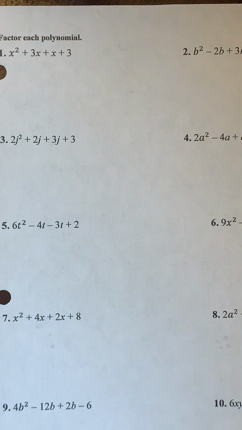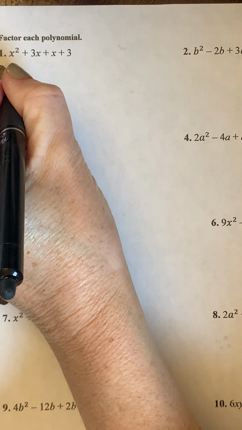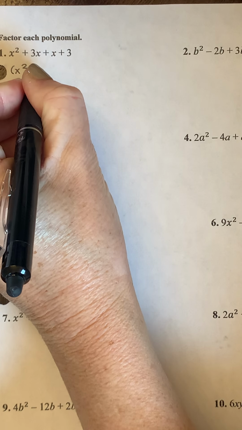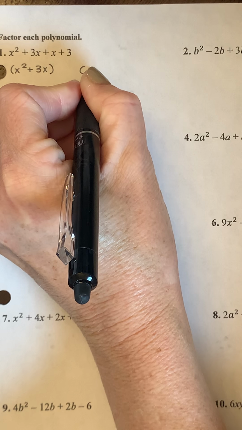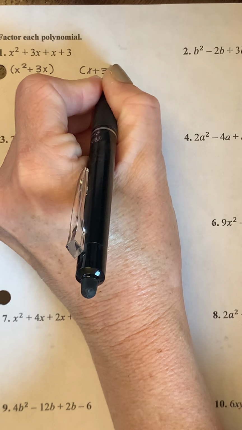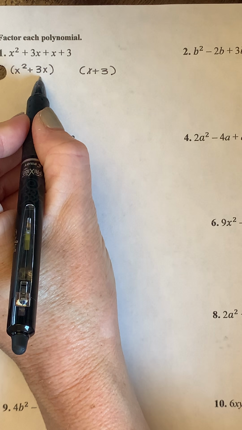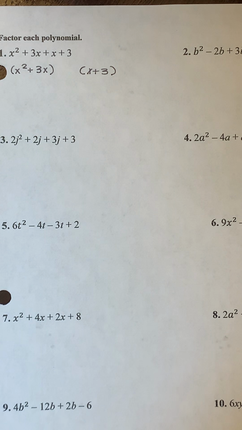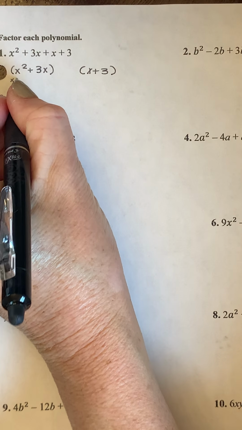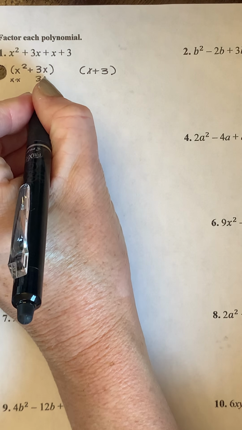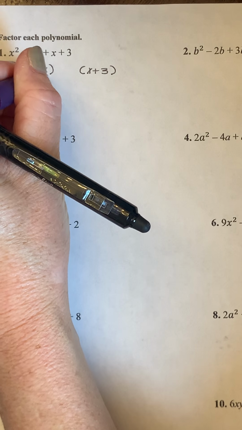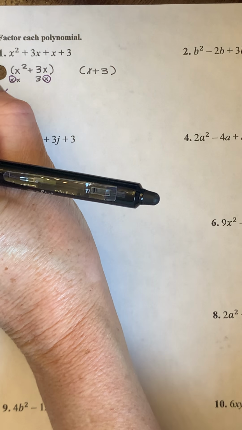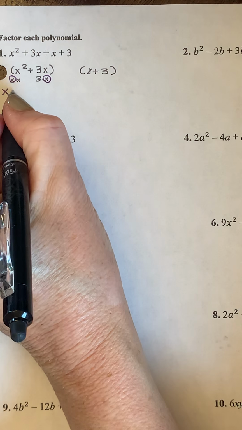Step number 1, group the first 2 together and the last 2 together. Okay, for the first group, I'm going to factor out the greatest common factor. To do that, I need to have the prime factors of the first term, the prime factors of the second term. I see they both have an x, so I'm going to factor an x out.